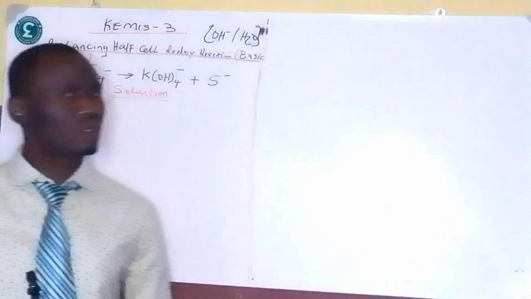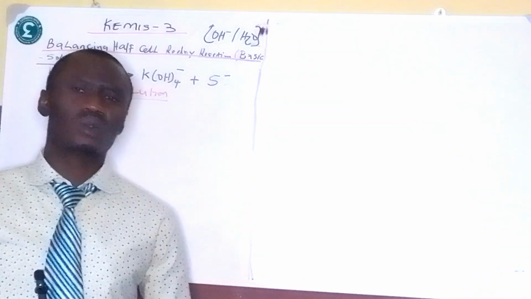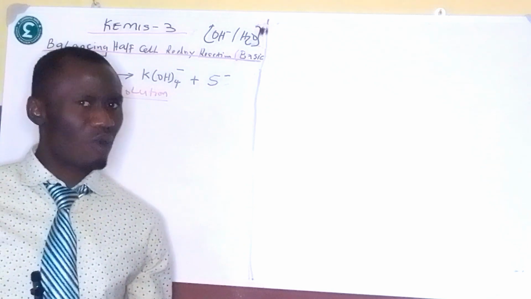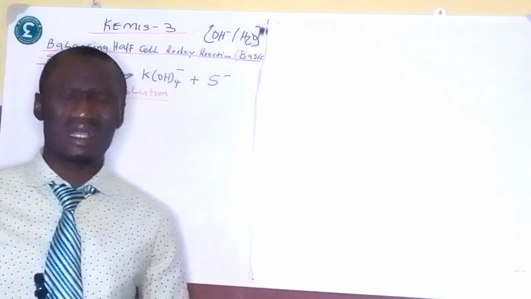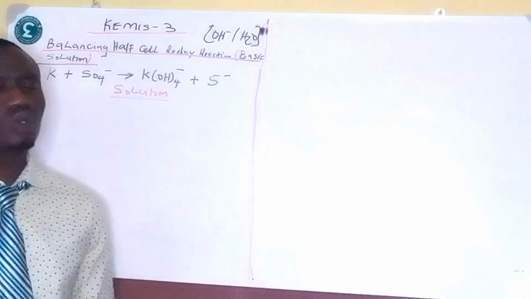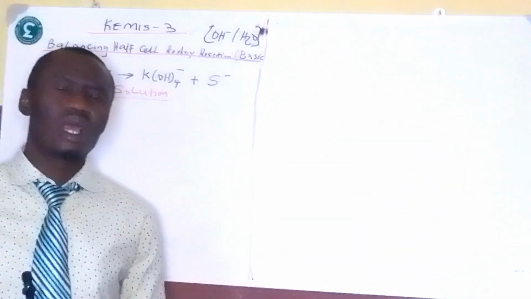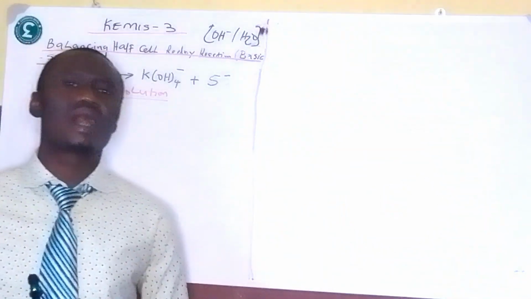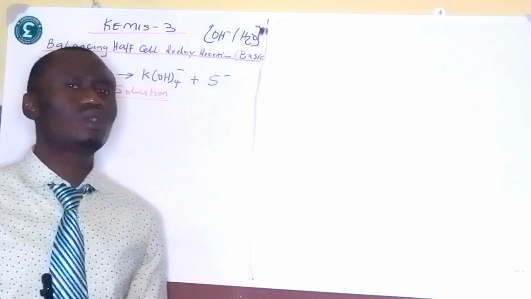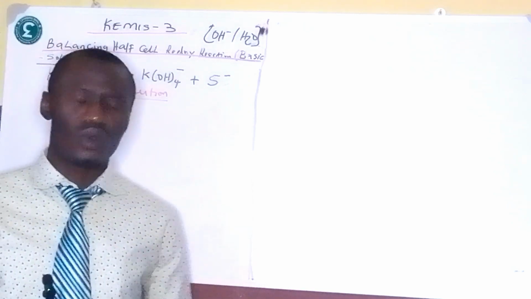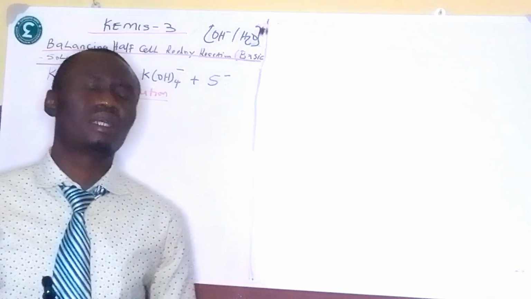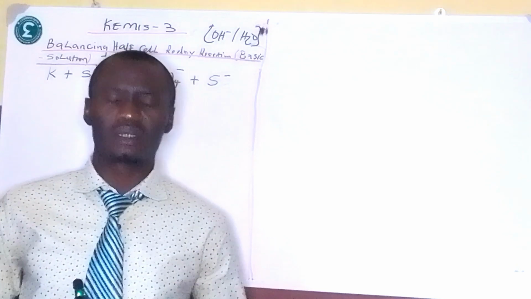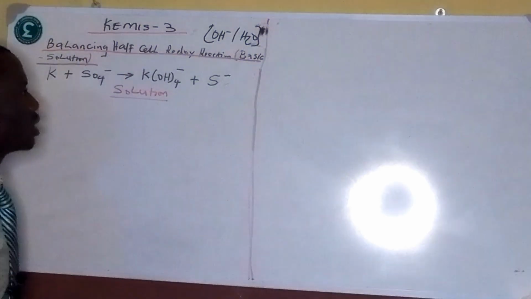Meanwhile, there is an exception to this rule while balancing in basic solution: there are cases where you first balance under acidic solution before you continue with your basic solution. To understand how to balance redox equations under acidic solution, you need to visit our previous video for proper understanding of how to solve problems of that sort. Now, we're looking at this equation.